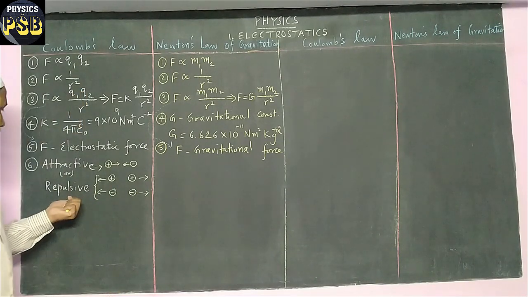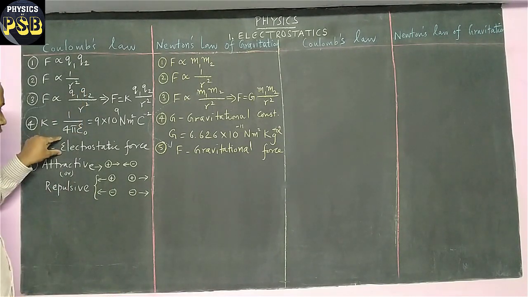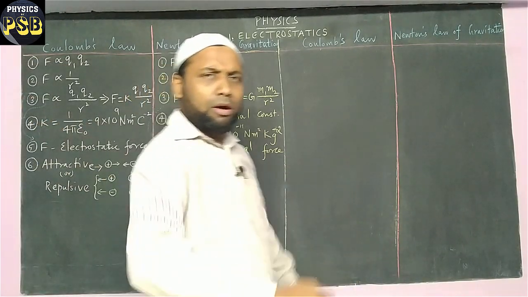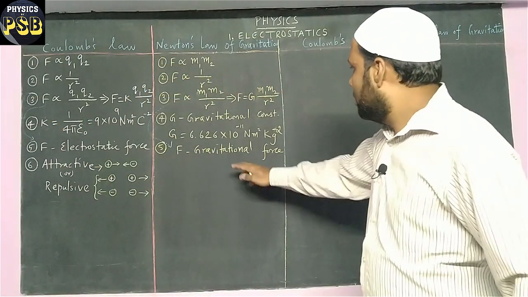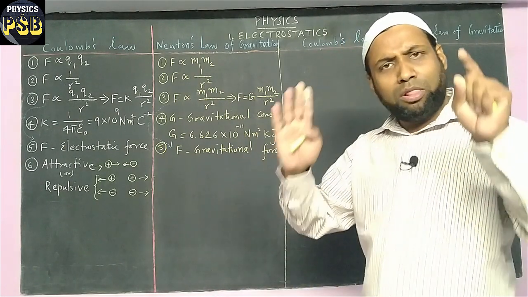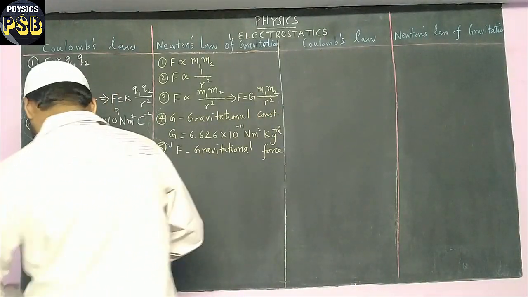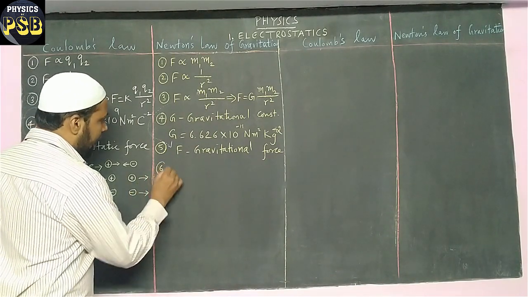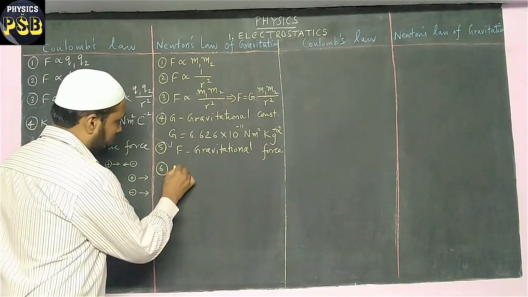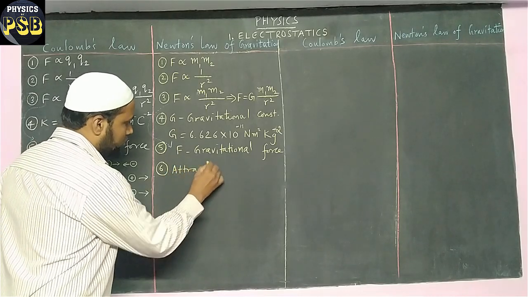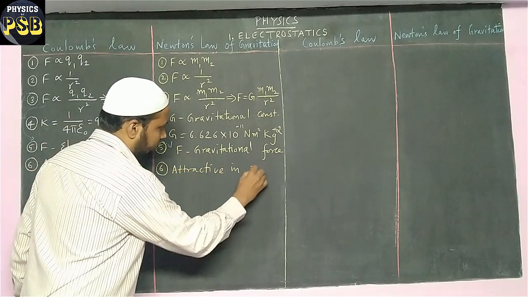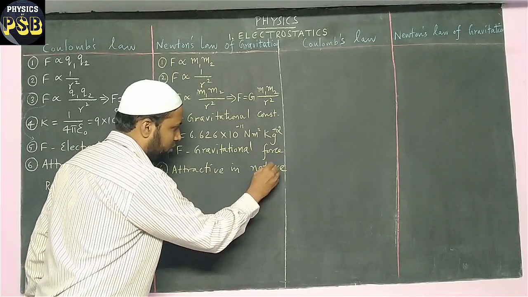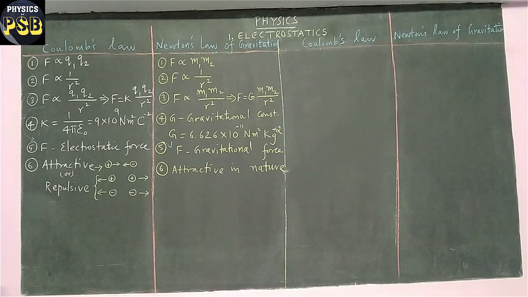So electrostatic force is either attractive or repulsive in nature. Whereas, when you talk about gravitational force, it is only attractive in nature. Gravitational force is always attractive in nature.